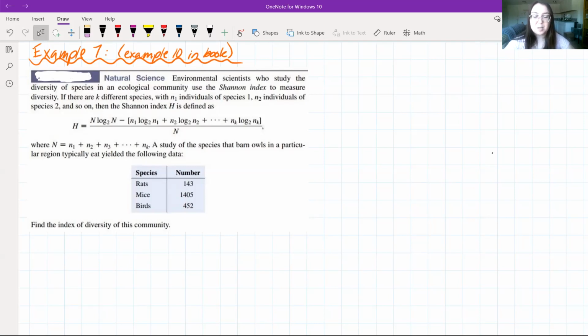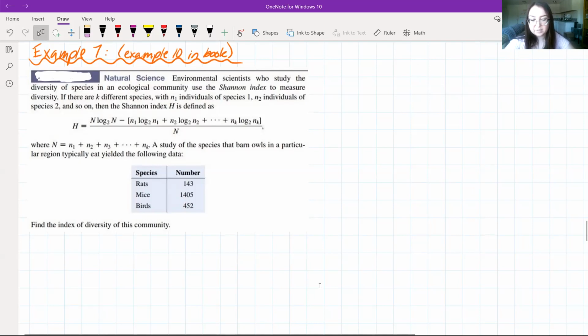We add all of those up until we reach our k amount of different species, which would be n sub k times log base 2 of n sub k. And we see that capital N is going to be n sub 1 plus n sub 2 plus n sub 3, all the way up to plus n sub k.